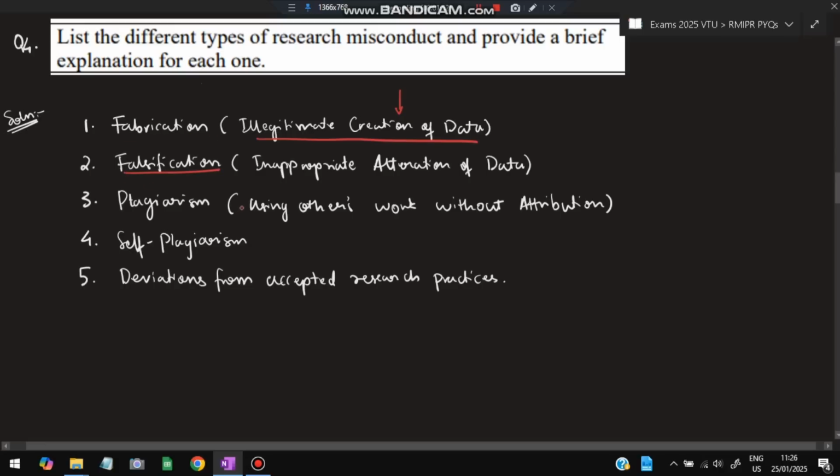Next is falsification, inappropriate alteration of data. So suppose that, as I told you, I like the number 4. In that case, I'll put 1 plus 2 is equal to 4. The answer was 3 in my observation, but I will make it 4. That is falsification, inappropriate alteration of data.